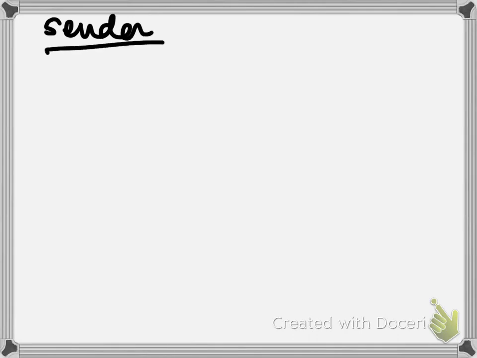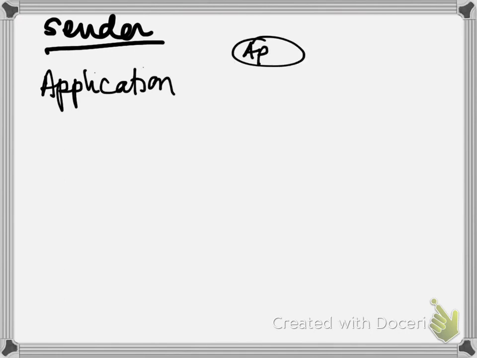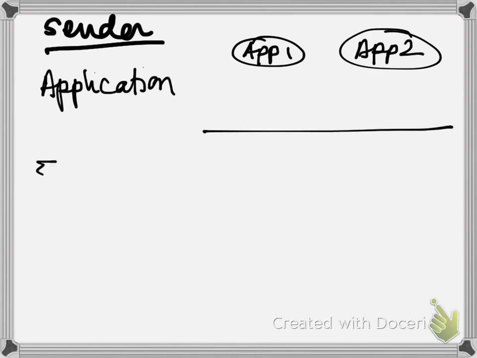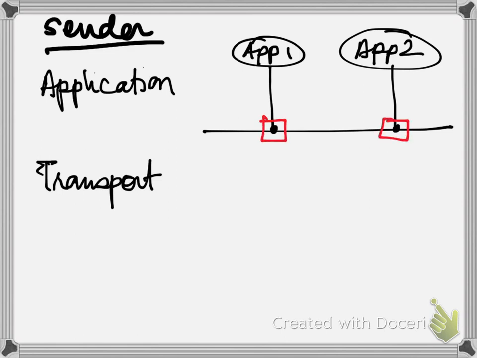at the sender, here you have the application layer where you have multiple applications. Say this is application 1, this is application 2. And then there is the interface for the transport layer. So here is the transport layer, and this is the interface between the transport layer and the application layer.